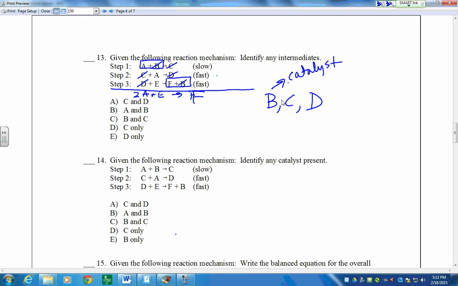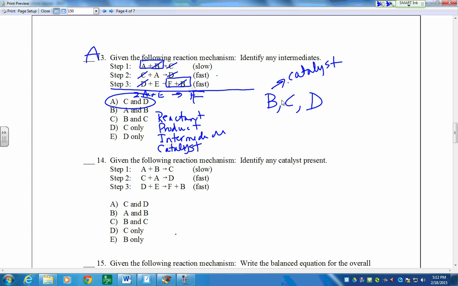Here's something that I don't think I hammered on enough this year. Either something is a reactant, a product, an intermediate, or a catalyst. These are the four things that people can be. If I look at this equation, A and E are reactants, F is a product, C and D are intermediates, and B is the catalyst.